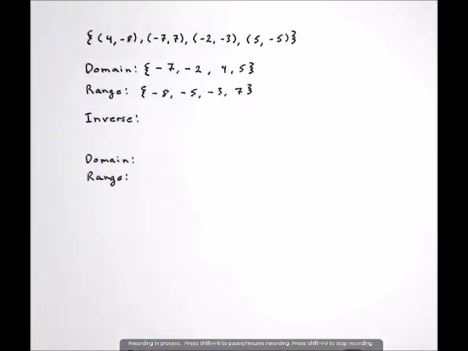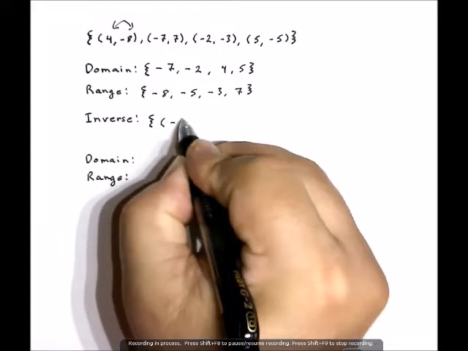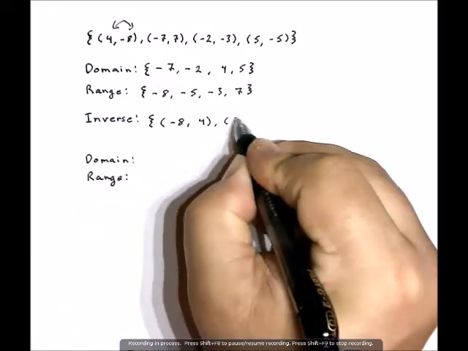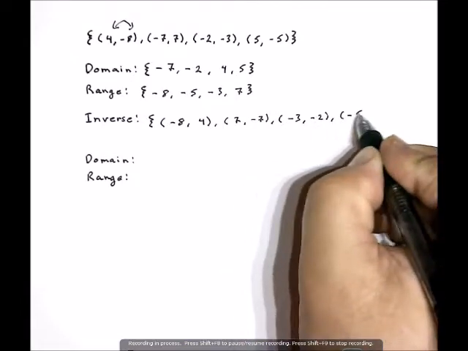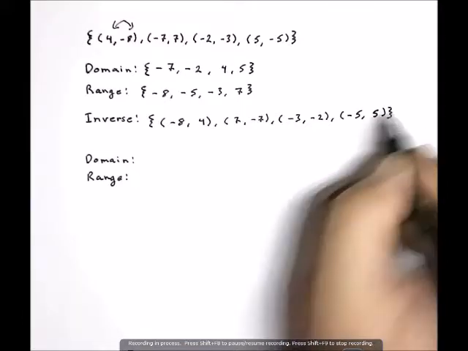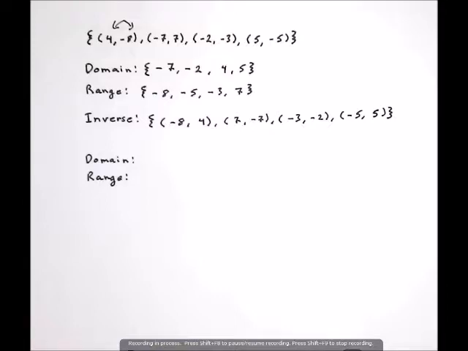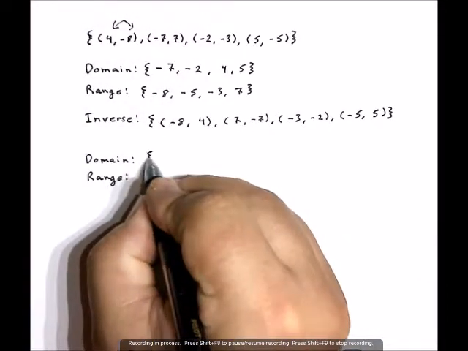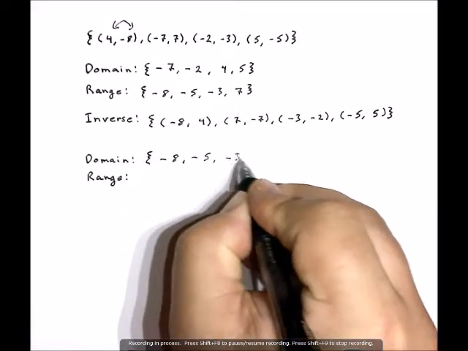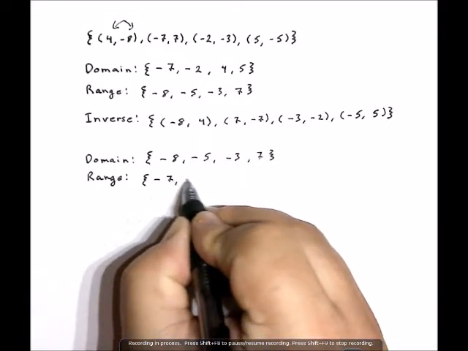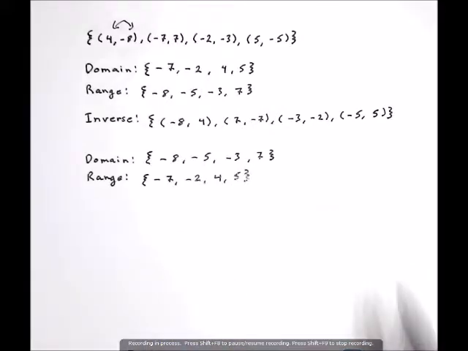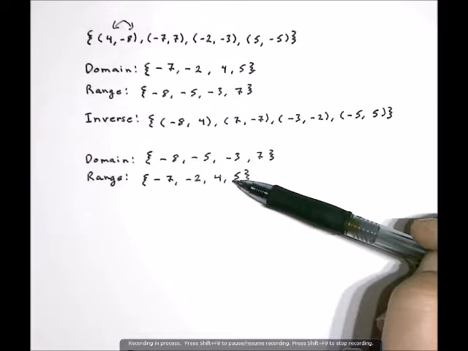Now to find the inverse on this, all you do is switch x's and y's. So inverses, we just take each ordered pair and flip it around. So we've just flipped all the ordered pairs around. That is the inverse. And when I look at the domain of the inverse, and the range of the inverse, I find that the original domain has become the range, and the original range has become the domain.